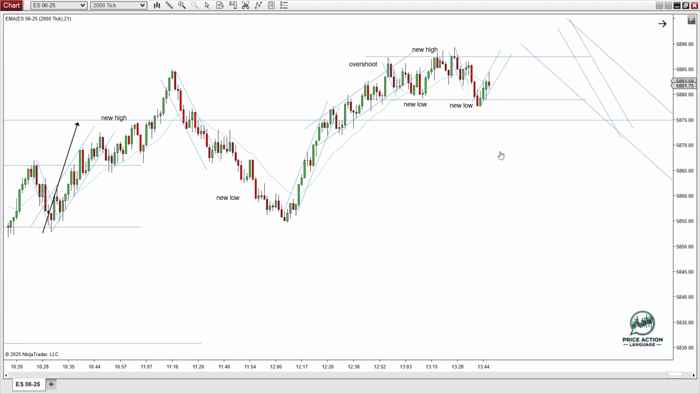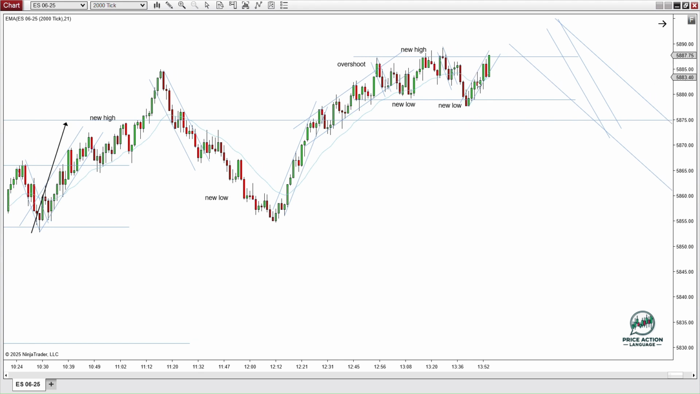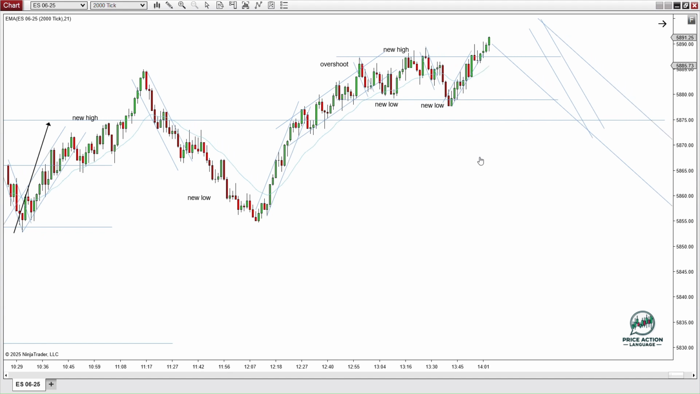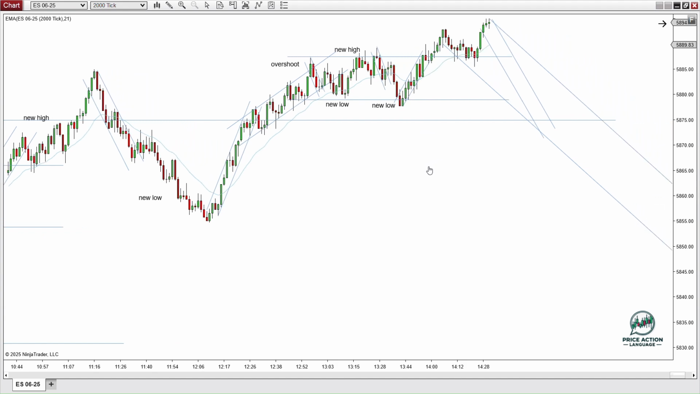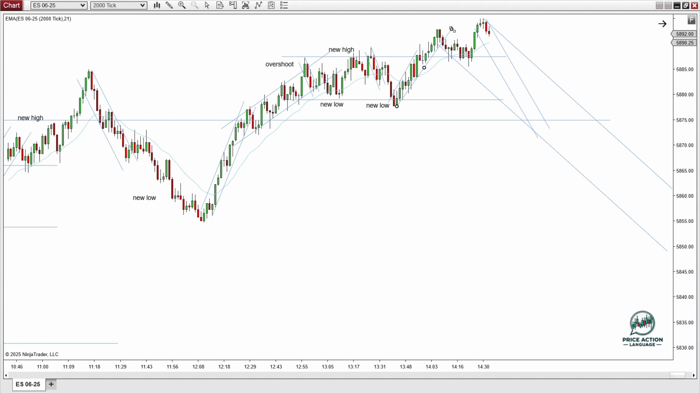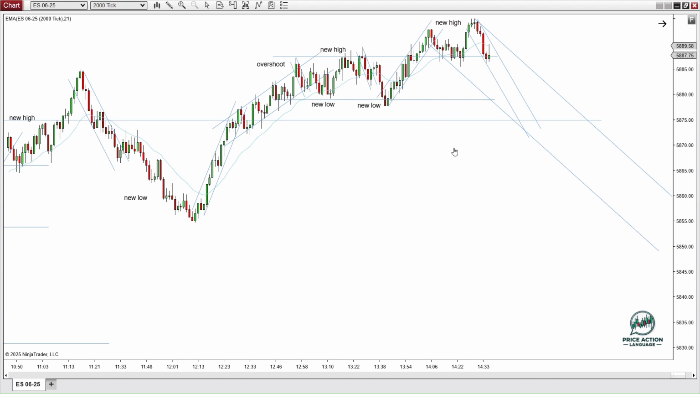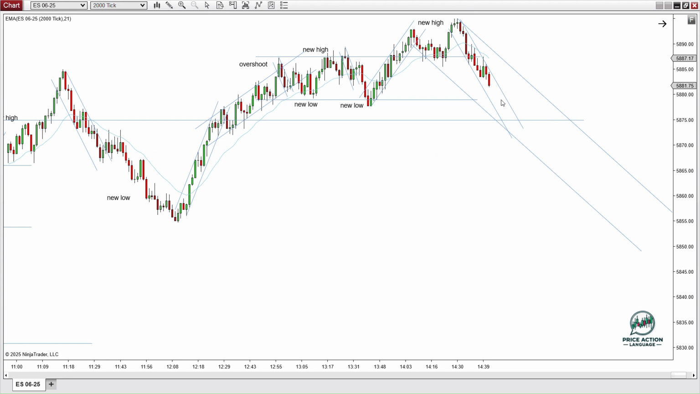So we have a downtrend with a break and a new low. We have a higher low here, but it's a little bit below the EMA. We push higher, and at this point we have a break and a new extreme of this uptrend. Then prices correct at this point.